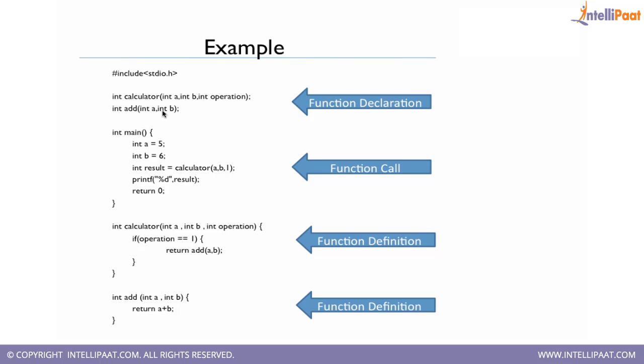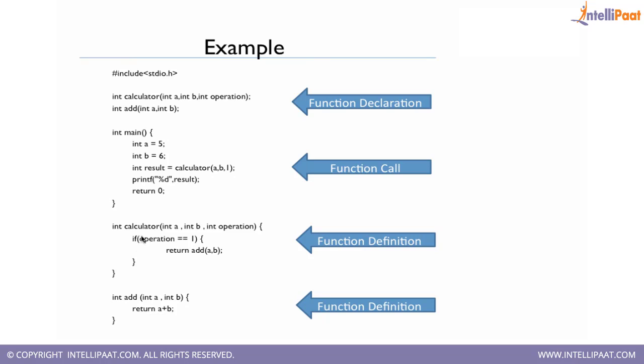So let's do a dry run of this program. We are calling the main method, int a equal to 5, b equal to 6. Then we are calling result equal to calculator(a, b, 1). So this will call a method called calculator. Calculator will have 3 arguments: a, b and the type of operation you want. In this case, we are having only one type of operation.